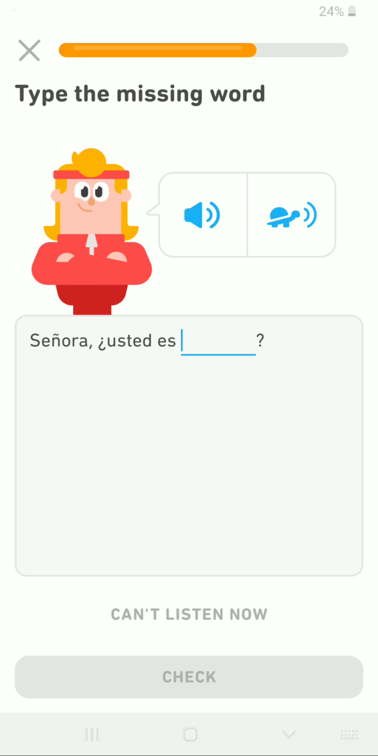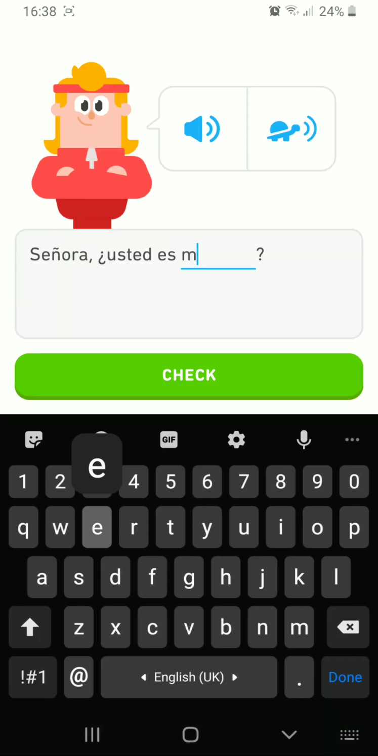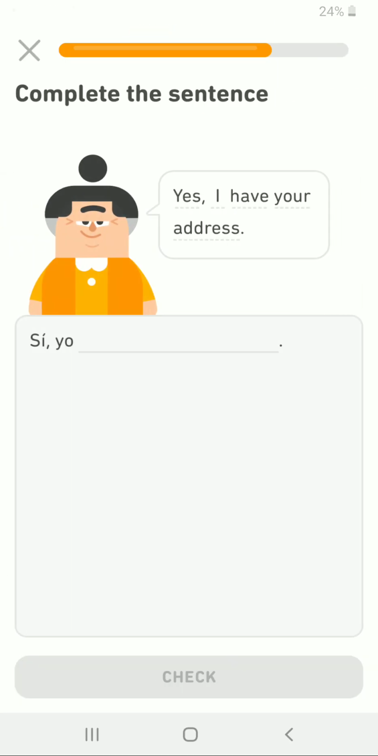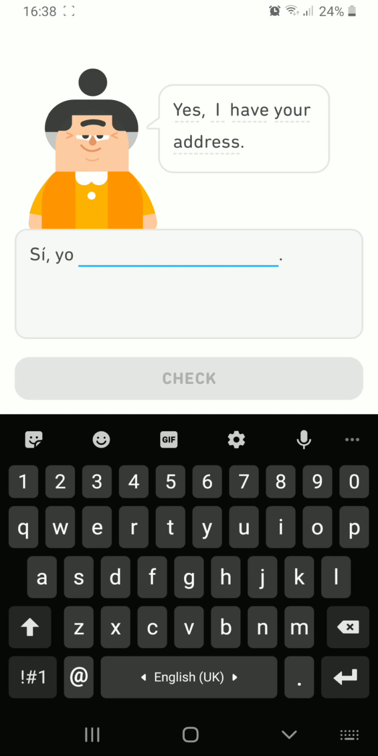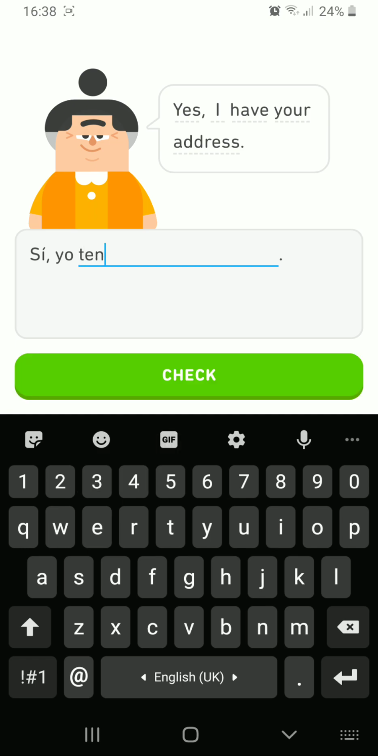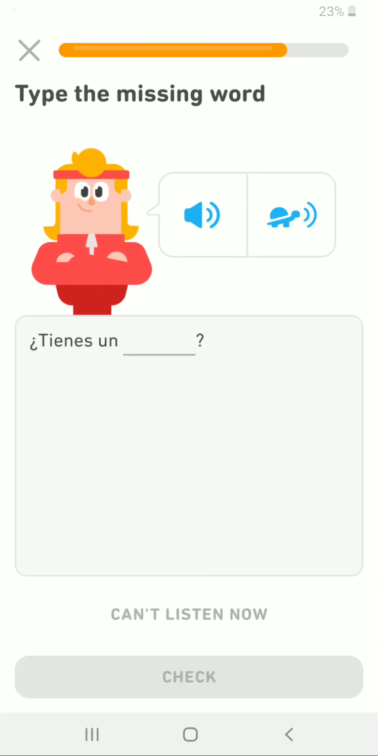Señora, ¿usted es médica? So médica is a doctor. We have seen this. And I have your address. Sí, yo tengo. This is how you say I have from the verb tener. Yo tengo tu dirección. I'm afraid that I will not write it right. Is it with double C? Yes, it's with double C. Okay, correct.